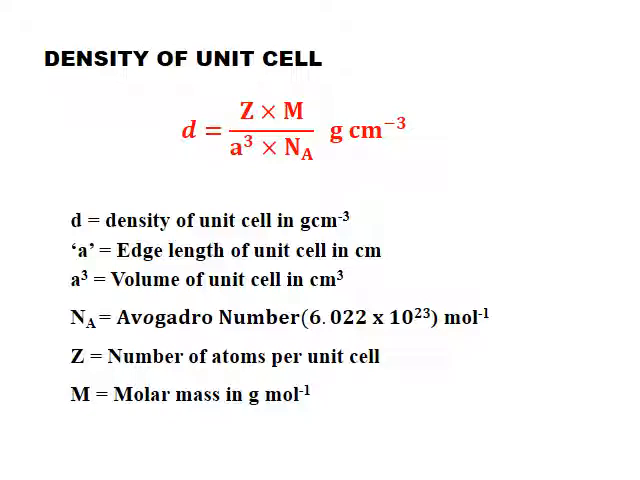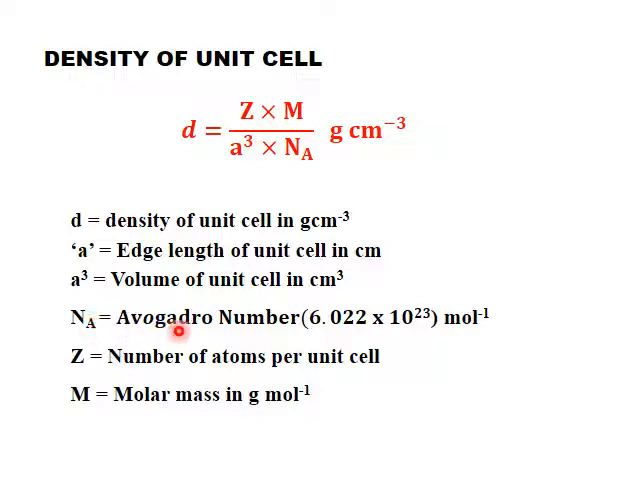Density of unit cell is calculated by the relationship D is equal to Z into M divided by a cube into Na, where D stands for density of unit cell expressed in gram per cm cube. a stands for edge length of the unit cell, and a cube is taken as the volume of unit cell. A cube we take because we are going to discuss the cubic unit cells. When you talk about cubic unit cells, a equals b equals c, and hence all sides are equal. So a cube will become the volume of unit cell.